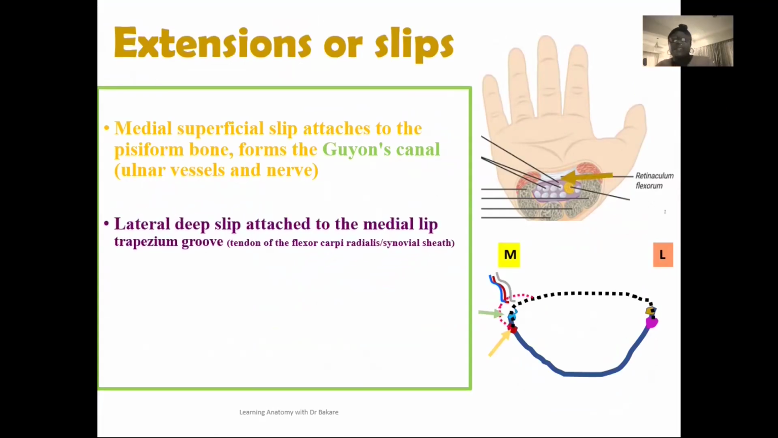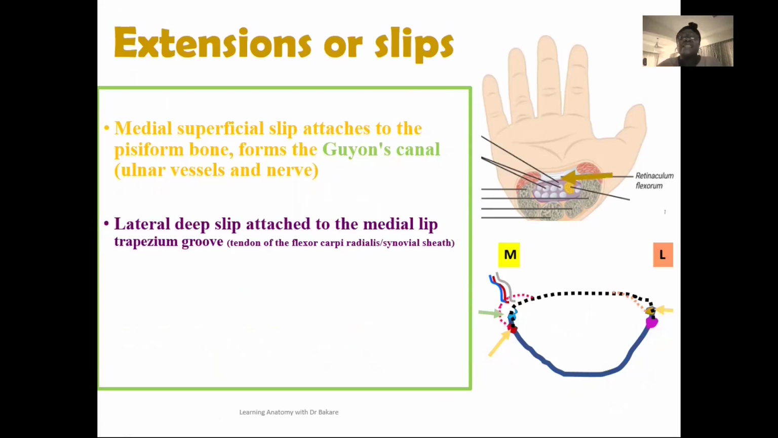Then on the lateral side, we have another transformation also created as a result of the slip or extension that occurs on the lateral side of the flexor retinaculum, but it is located deep to the flexor retinaculum. And this is what is highlighted here at this point. And this is why you see it positioned deep to the flexor retinaculum. And it is also seen to be connected or attached to a carpal bone. And it is specifically seen to be connecting to the medial lip of the groove of the trapezium.